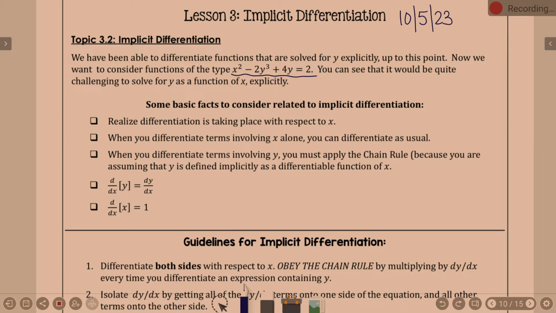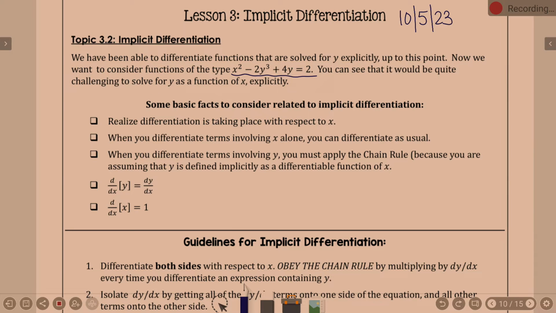I'll talk about what that means as we go through it. When you differentiate terms involving x alone, you can differentiate as usual. When you differentiate terms involving y, you must apply the chain rule. This is because y is defined implicitly as a differentiable function of x. It all has to do with the fact that we're taking the derivative with respect to x.